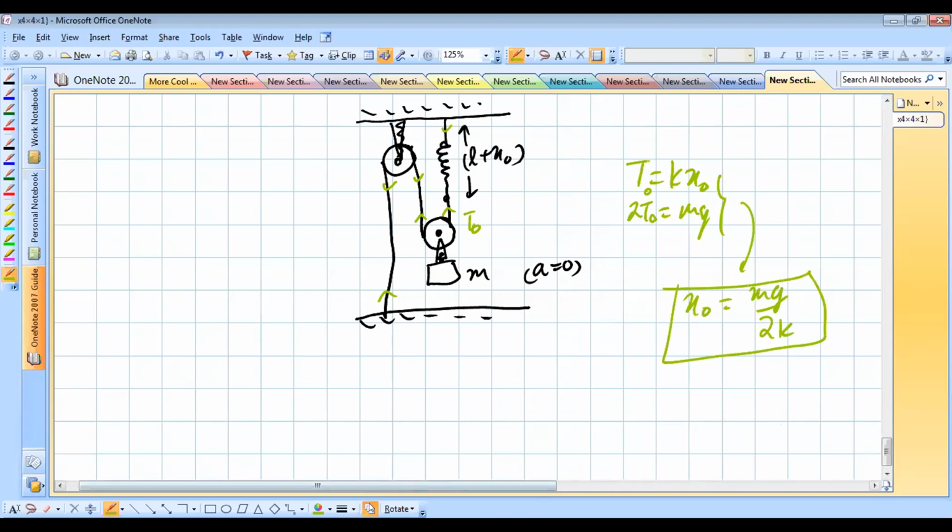Now the next thing is, from here you're pulling this block down by a certain distance x. So when you pull the block down by a certain distance x, if this is coming down by x, this part is also coming down by x, this part is coming down by x. So the change in the new value of x for the spring will become how much? X naught plus 2x.